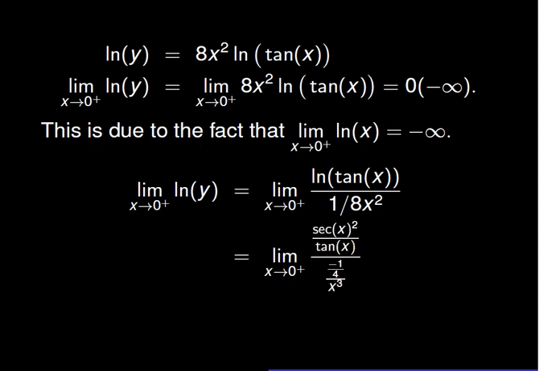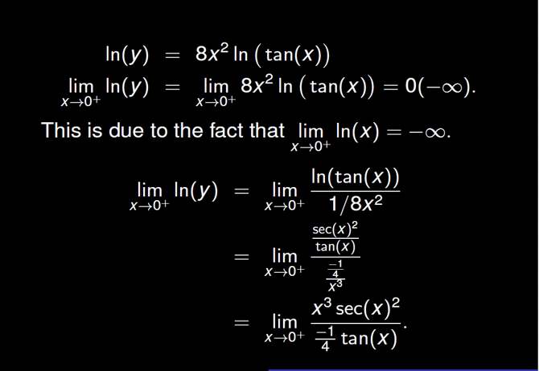The derivative of the numerator, the logarithm of tangent of x, is the fraction secant of x to the power 2 over tangent of x, and the derivative of the denominator 1 over 8x squared is minus 1 over 4 over x cubed. We simplify the numerator of the logarithm of y as x cubed times secant of x to the power 2 and the denominator as minus 1 over 4 times tangent of x, and take their limit as x goes to 0 plus. We see that both limits are still 0.